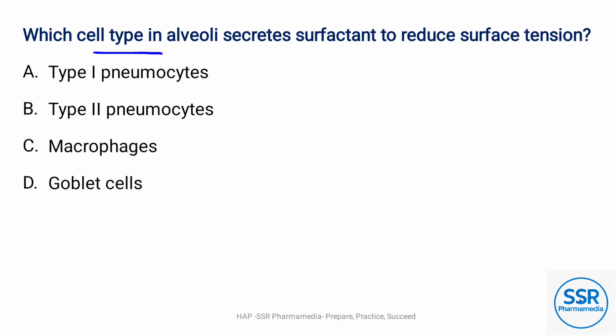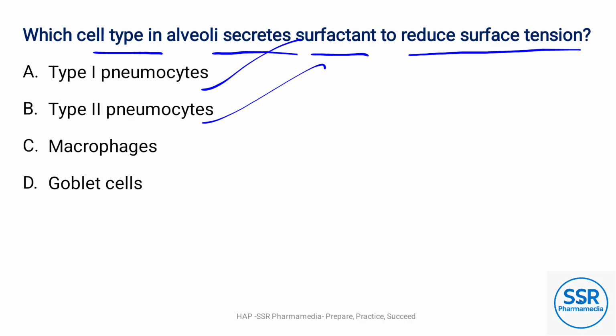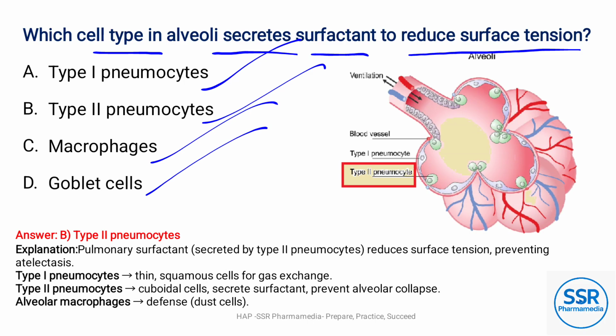Which cell type in alveoli secretes surfactant to reduce surface tension? Option A, type 1 pneumocytes. Option B, type 2 pneumocytes. Option C, macrophages. Option D, goblet cells. So the answer is option B, type 2 pneumocytes.